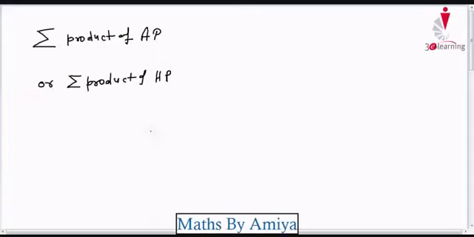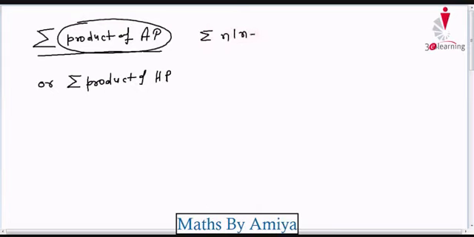Hello. Today we try to see how we find the sigma or the summation of a series whose general term is the product of an AP. For example, sigma n into n plus 1, n plus 2. Here the general term is n into n plus 1 into n plus 2, or any general terms. Or the sigma of product of an AP like sigma 1 upon n into n plus 1 into n plus 2.